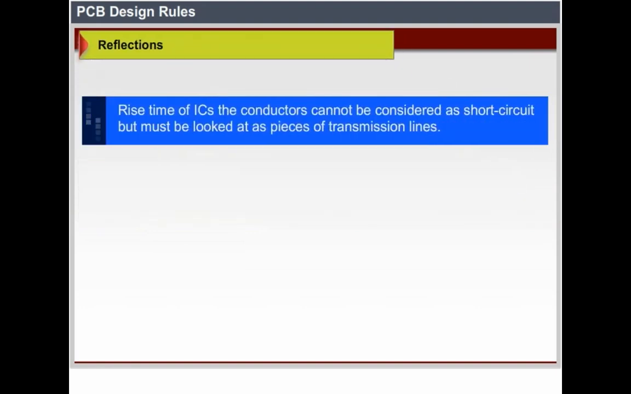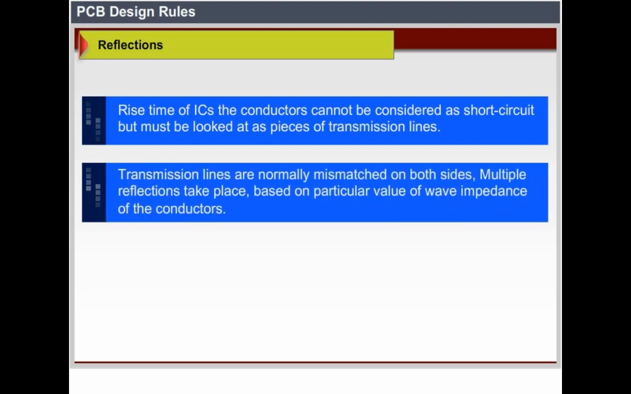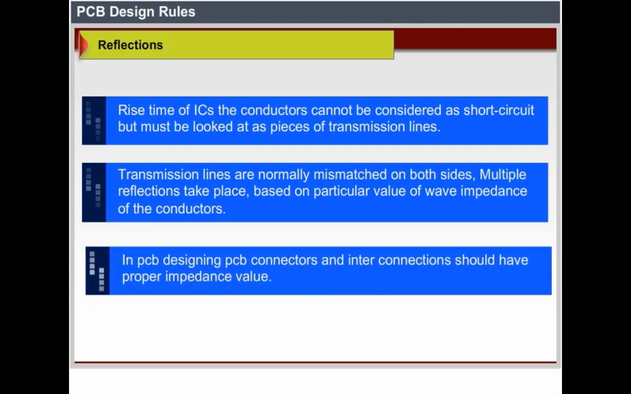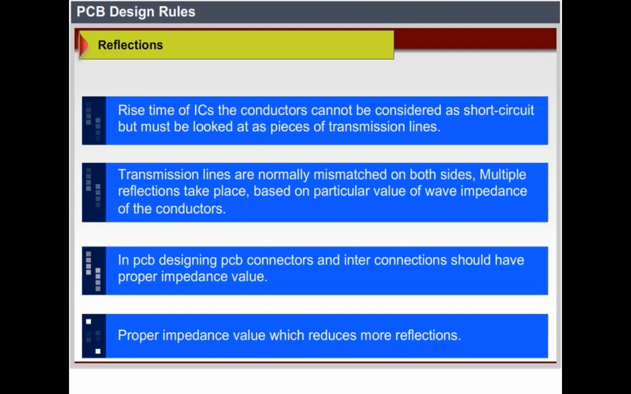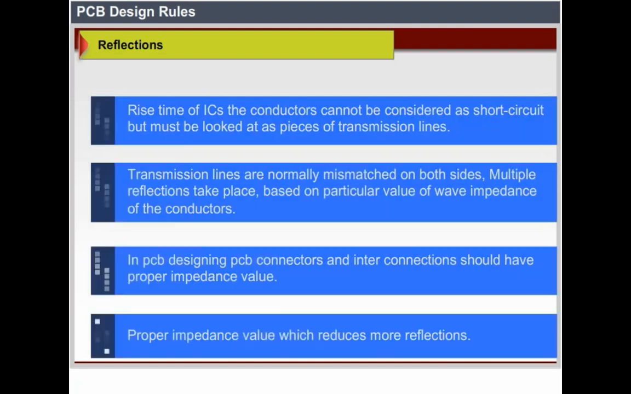Reflections. With the rise time of ICs, the conductors cannot be considered short circuits but must be looked at as pieces of transmission lines. Transmission lines are normally mismatched on both sides. Multiple reflections take place based on the particular value of wave impedance of the conductors. In PCB design, connectors and interconnections should have a proper impedance value, which reduces reflections.